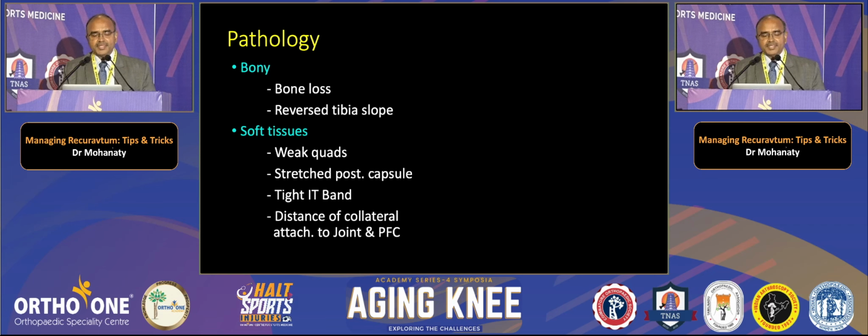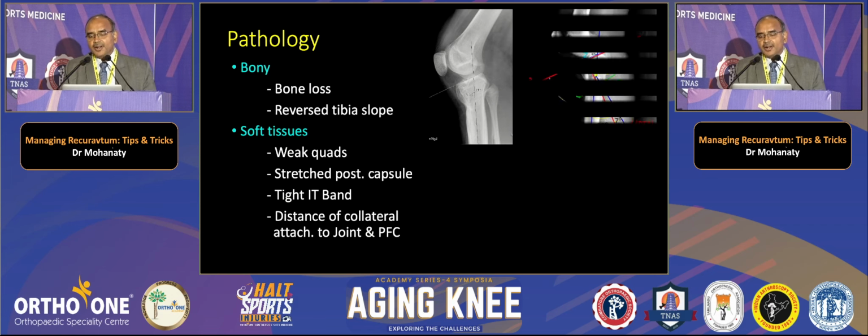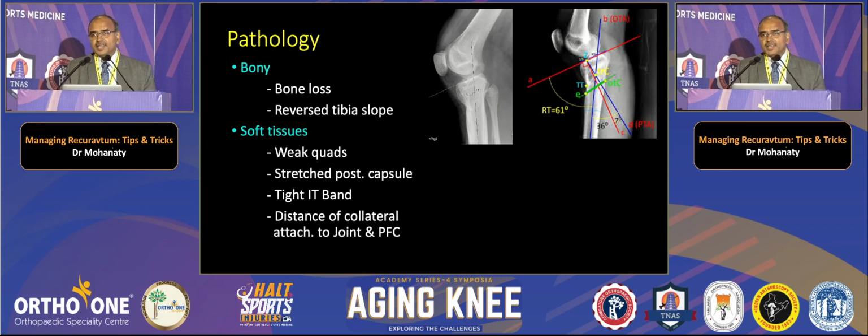So pathology basically, if there is a bone loss like this or there is a reverse tibial slope like this, but there is no associated arthritis, it needs to be addressed with a flexion osteotomy of the tibia. But there are soft tissue problems associated.